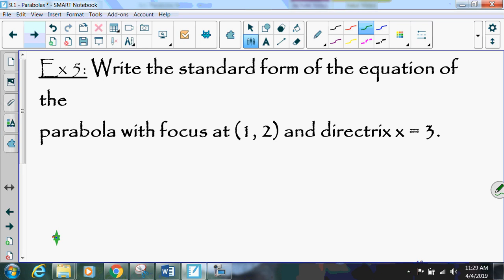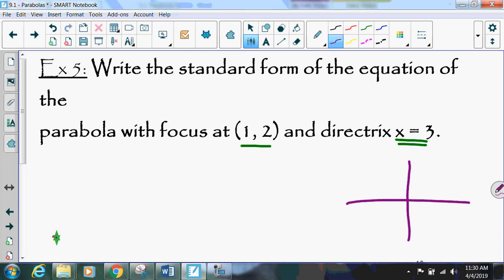So write the standard form of the equation of the parabola with focus at 1, 2 and the directrix at x equals 3. There are a lot of you that when given information still don't draw a sketch. Please, please, please draw a sketch. Right? A picture says 1,000 words. A visual, most of us, even though some of us know that we're strong auditorially, most of us benefit from a visual. So give yourself that gift.